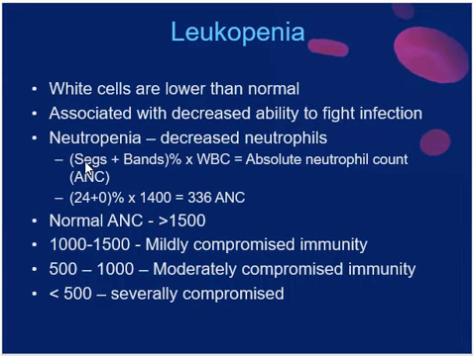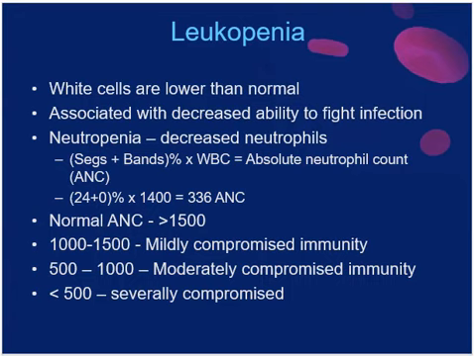Some differentials include bands in their differential, but you would take the SEGs and take a percentage of that and multiply it by the white blood cell count and get a particular number, which is called your absolute neutrophil count. An absolute neutrophil count greater than 1500 is considered normal. Between 1000 and 1500 is mildly compromised. 500 to 1000 moderately, less than 500 severely compromised. Most of our neutrophil counts are up there in the thousands, depending, but 3,000 or 4,000. So this is just more information if you should have a patient who has low blood counts.